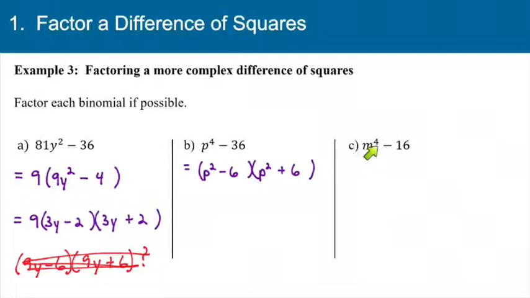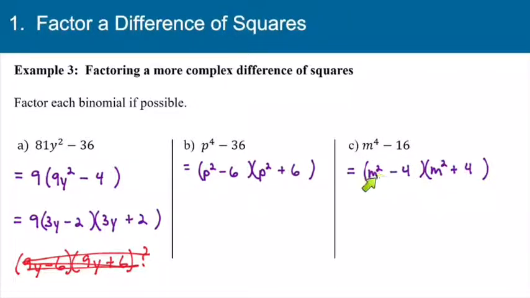Here we have m to the 4th minus 16. So again, it's a fourth power problem just like part B was, and we have square minus square, so we are going to be able to factor this. M to the 4th is going to be m squared times m squared. The 16 is going to be negative 4 times positive 4. And see, that way negative 4 times positive 4 gives us negative 16. So this works great. But notice that in this case, our final answer does contain a difference of squares.